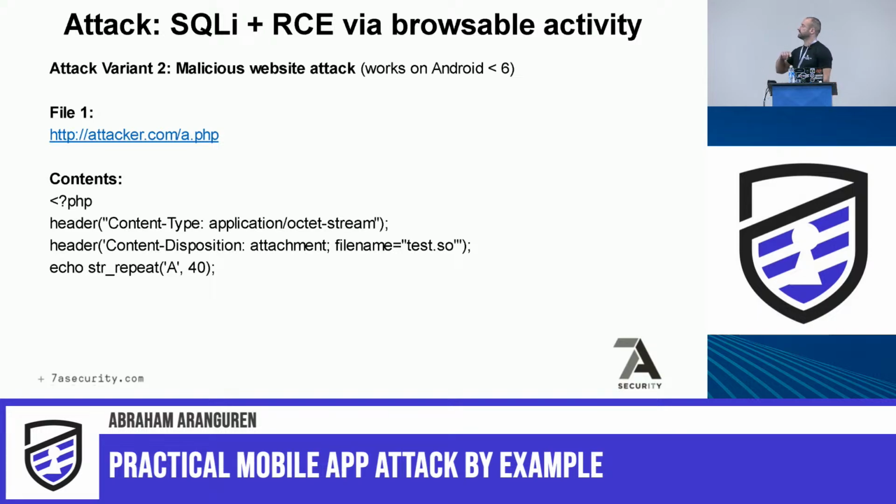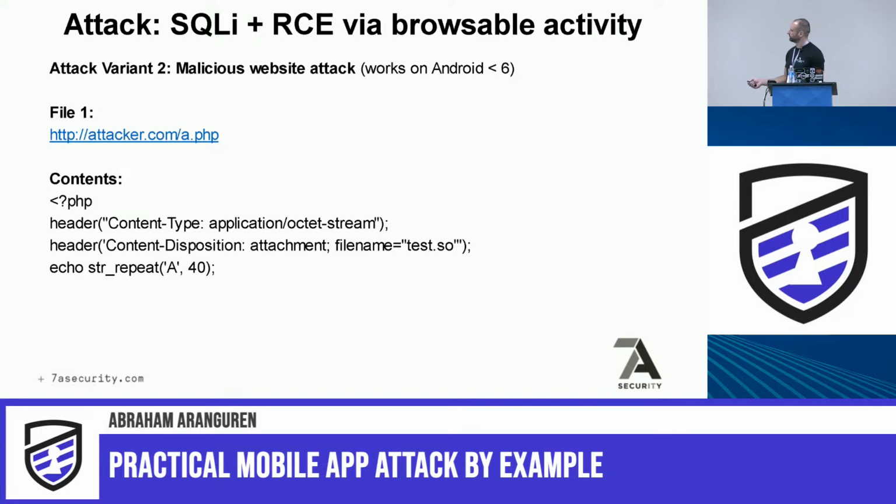And then because the activity was browsable, it could also be attacked from the browser, right? So this is the attacker demo, right? So you have, for example, a PHP script that is basically sending the attachment of test.so, and then it's just doing like 40 A's, just whatever, right? And then this will create a test.so file in the download folder, right?